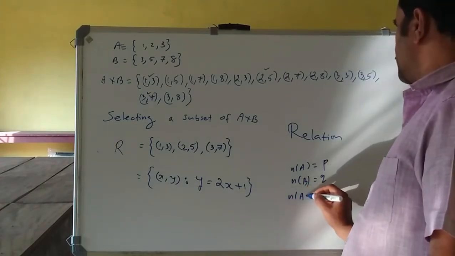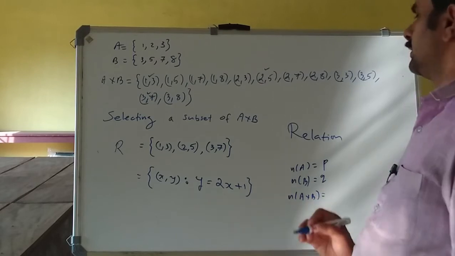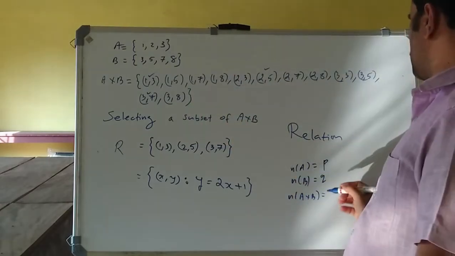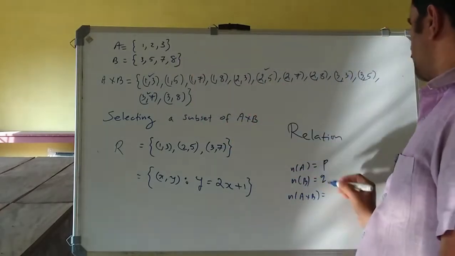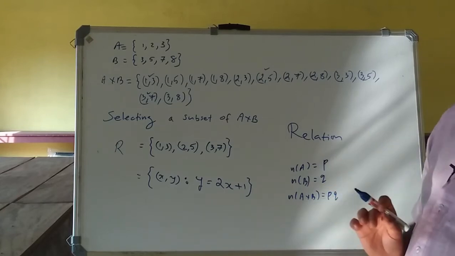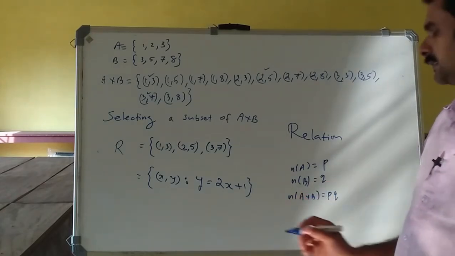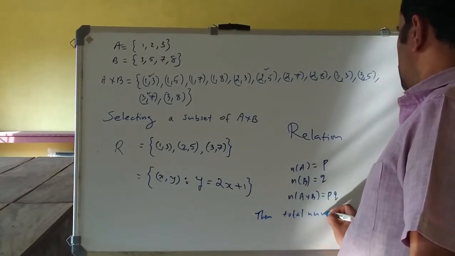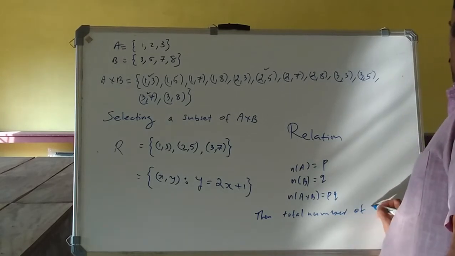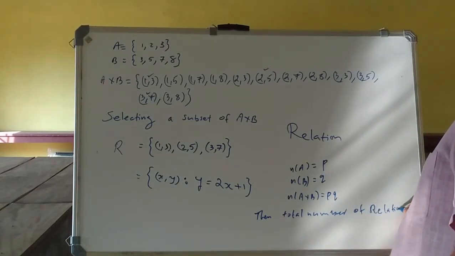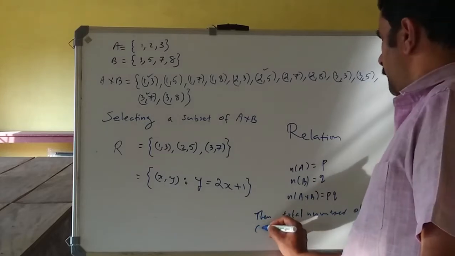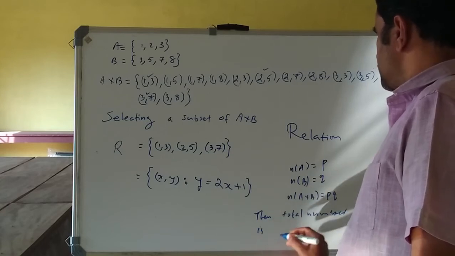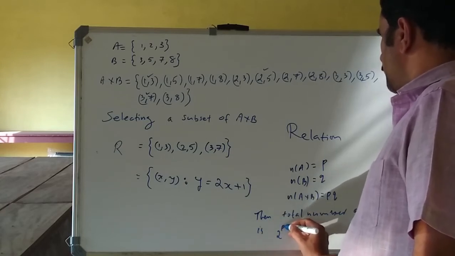Number of elements in A cross B is equal to what? 1, 2, 3, 4, 5, 6, 7, 8, 9, 10, 11, 12 elements. That means 3 into 4, 12. That is p into q, pq. n(A cross B) is equal to pq. Then the total number of relations is 2 raised to pq.